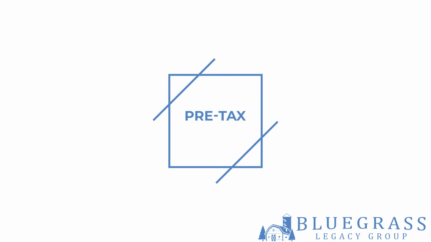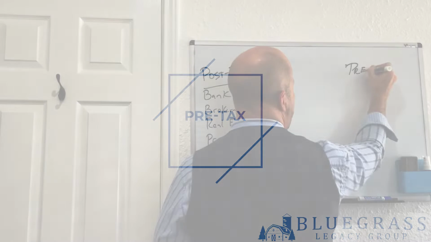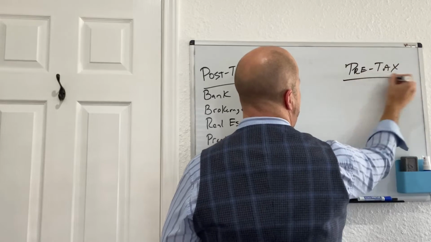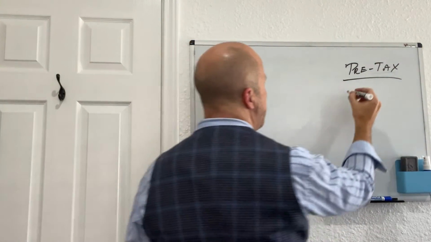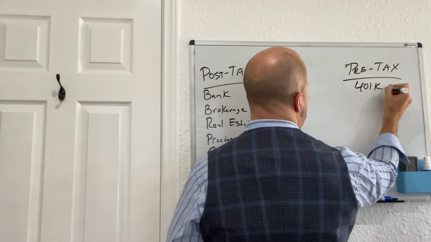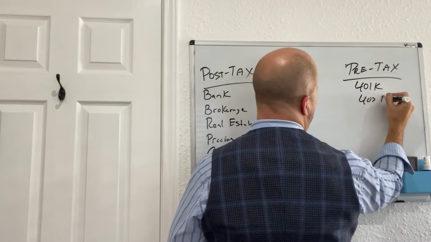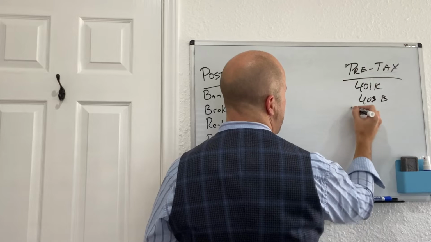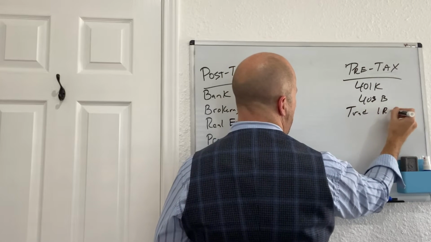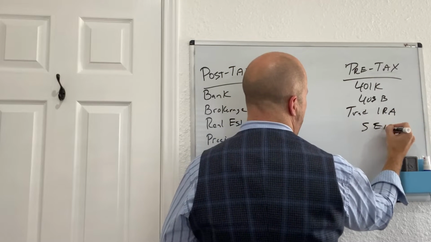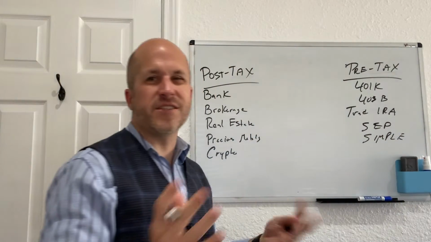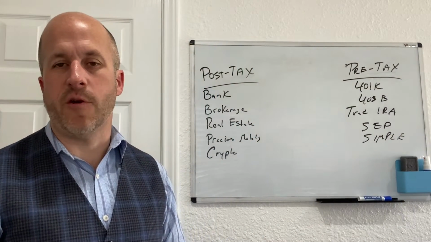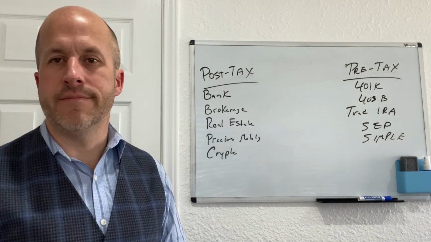Then you've got pre-tax. These assets have never been taxed. And so when you access them, they'll be treated as income and you'll be taxed normally. So that's going to be your 401k, 403b, 457, all those fun things. Traditional IRA, but also SEP and SIMPLE IRAs. There's various other pre-tax retirement plans out there as well, but that covers the bulk of it.